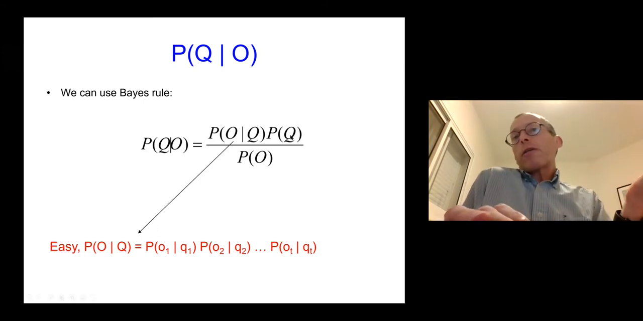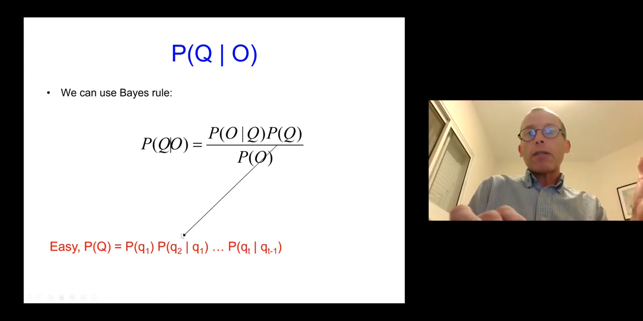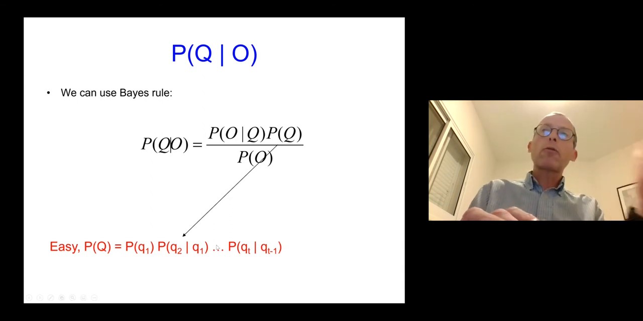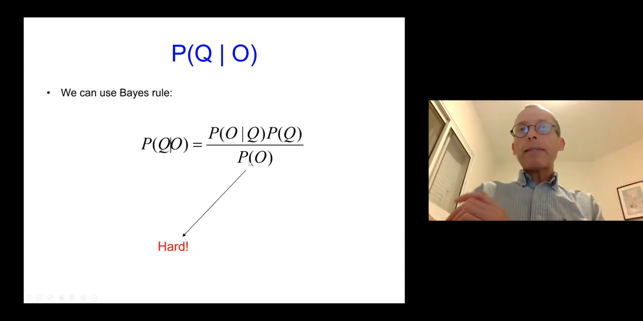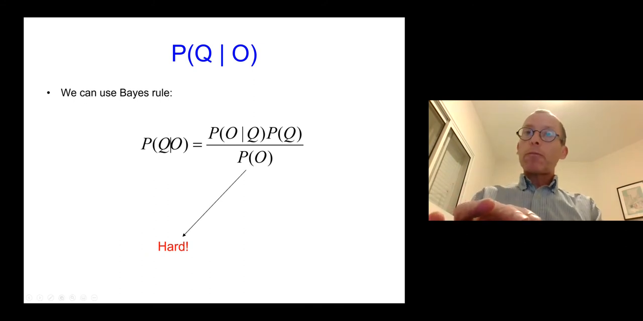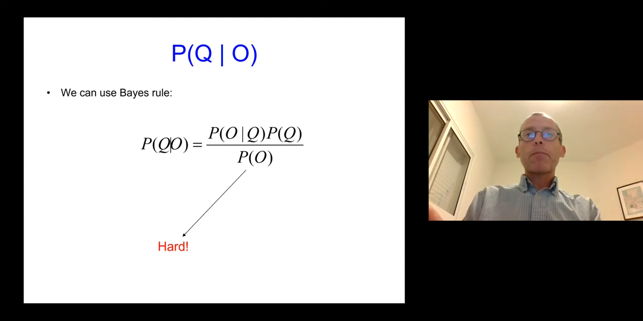P of Q is also easy to compute. It's just the initial probability of Q1 and the transitions from Q1 to Q2. So these two are very easy to compute, again assuming that I give you a set of states. The last thing is P of O, that's what we need to figure out how to compute. So how do we compute P of O? What's the probability of an observation?